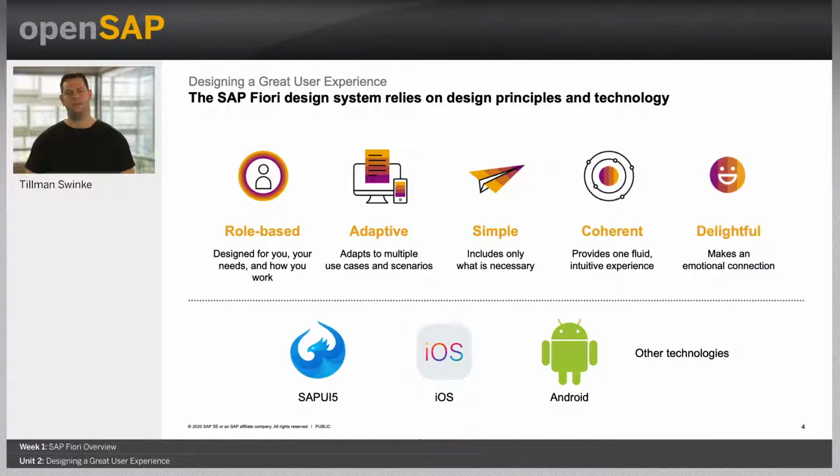The SAP design system relies on 5 core design principles. Role-based. Every application is being designed for a specific role. If 2 different roles need one and the same application, there will be 2 applications available, each specifically for one role. Adaptive. This principle makes sure that you can consume applications you need to fulfill your job, everywhere, on any platform, and on any device.